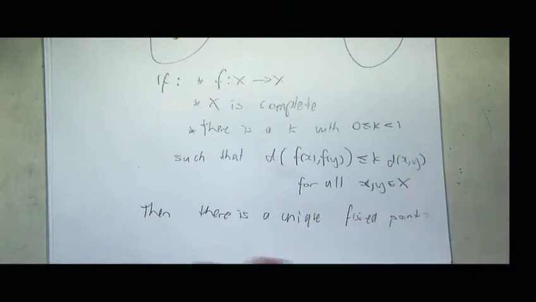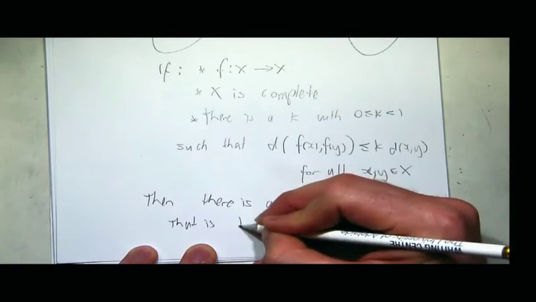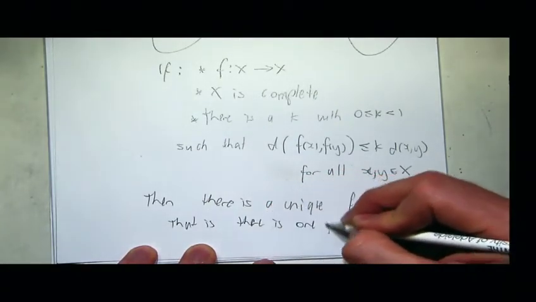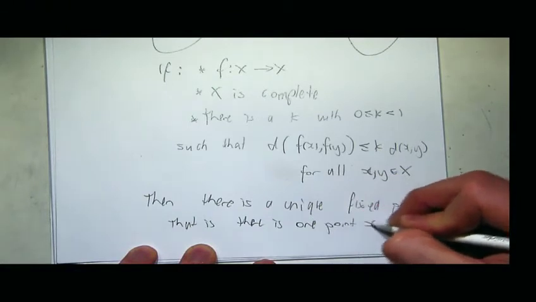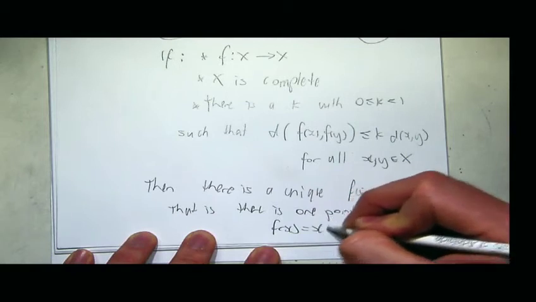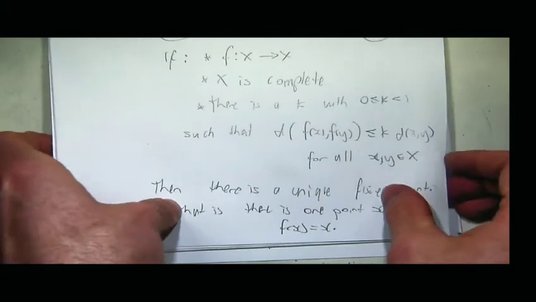And what do we mean by a fixed point? That means that is one point x with f of x equals x. So where the before is the same as the after. The after is the same as the before.